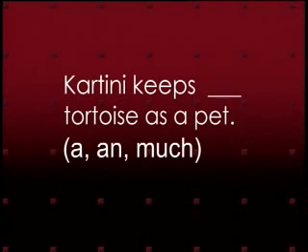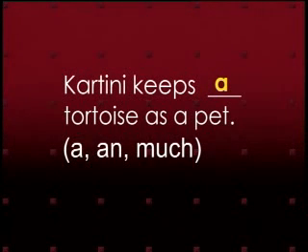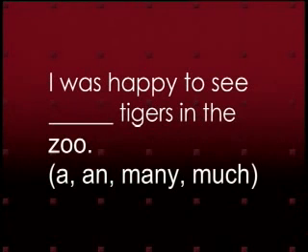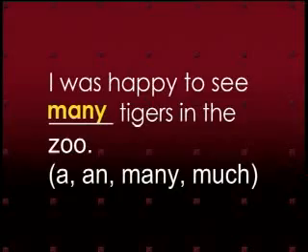Katini keeps dash tortoise as a pet. Tortoise is a singular countable noun, so we use a. Katini keeps a tortoise as a pet. Number 4. I was happy to see dash tigers in the zoo. Tigers is a countable noun and is plural, so we use many. I was happy to see many tigers in the zoo.